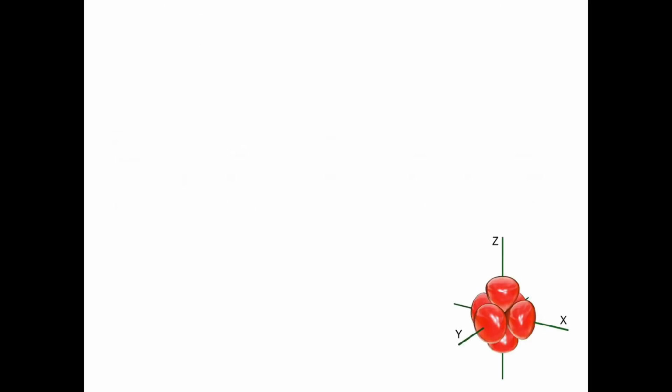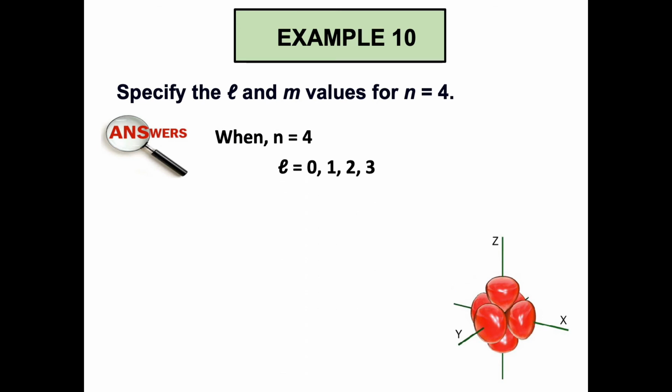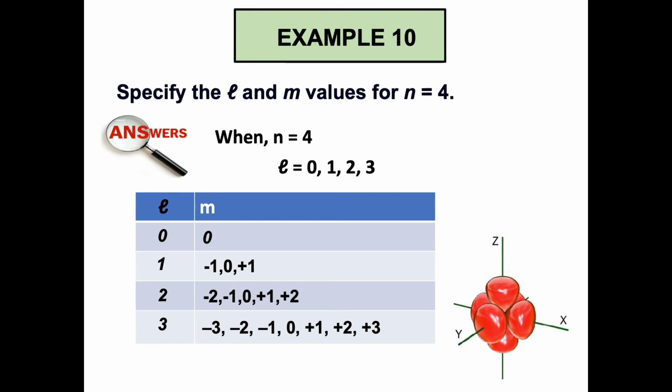Let's go through some examples. Example 10. The question asks you to specify the L and m values for n equal to 4. So when n equals 4, the possible L values will be 0, 1, 2, 3. And for the m, you can make a table like this to organize the answer. When L equals 0, m will be 0. When L equals 1, m will be -1 to +1. When L equals 2, m will be -2 to +2. And when L equals 3, the possible values for m will be -3 to +3.